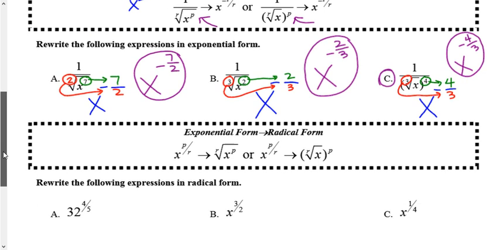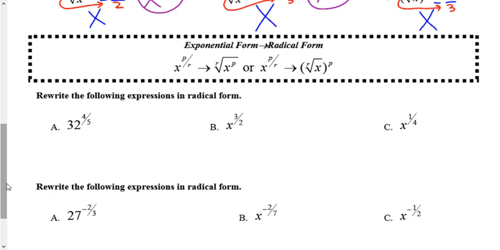Okay, and then final section, we're going to write stuff from exponential form to radical form. So rewrite the following expressions in radical form. So now this is very important to note. When we have stuff in exponential form, we see a fraction, right? We see something to the power of a fraction. That denominator becomes the root of my radical, and the numerator becomes the exponent in my radical, or outside the radical, and I'll show you both ways.